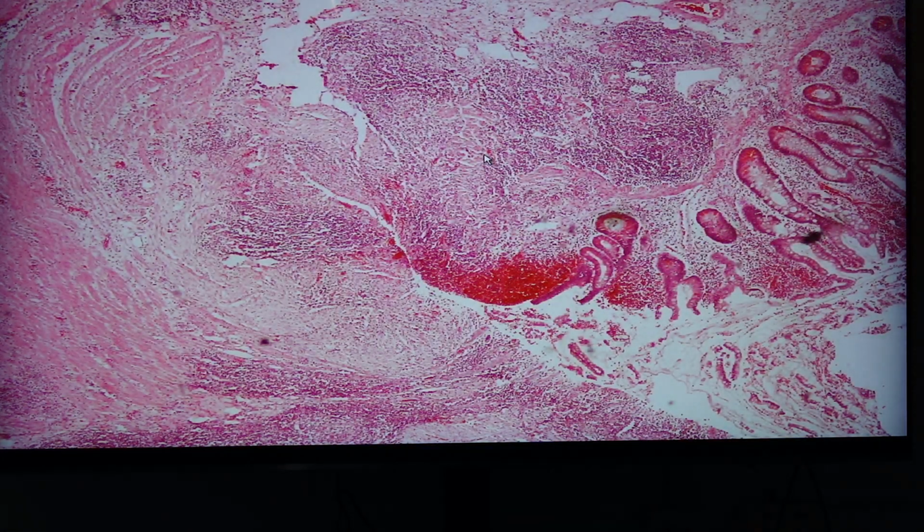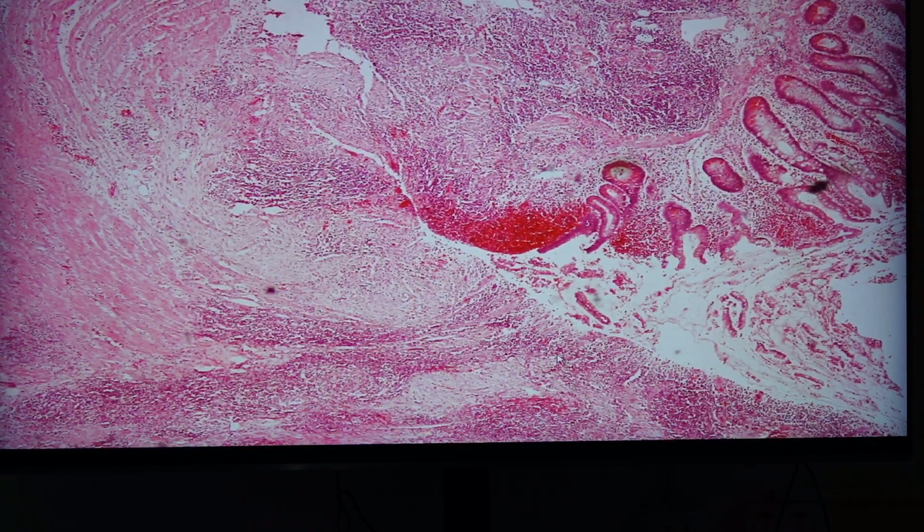Other features that we would be able to identify in the slide, this one. We have here the ulcer. The ulcer can extend into the submucosa or even to the muscularis. These are what we call the knife-like ulcers, or they are also called linear fissure or linear ulcer.